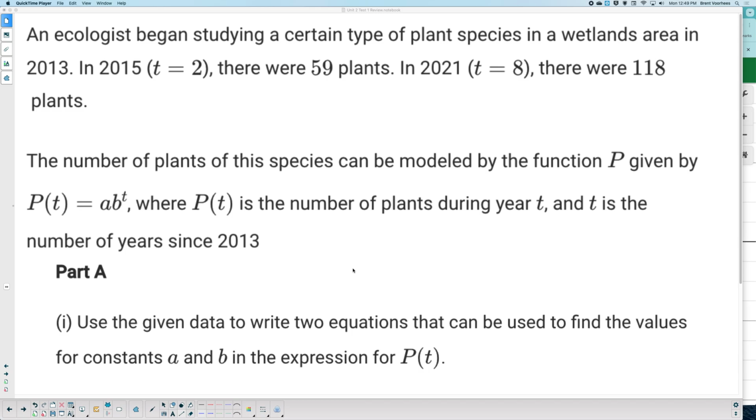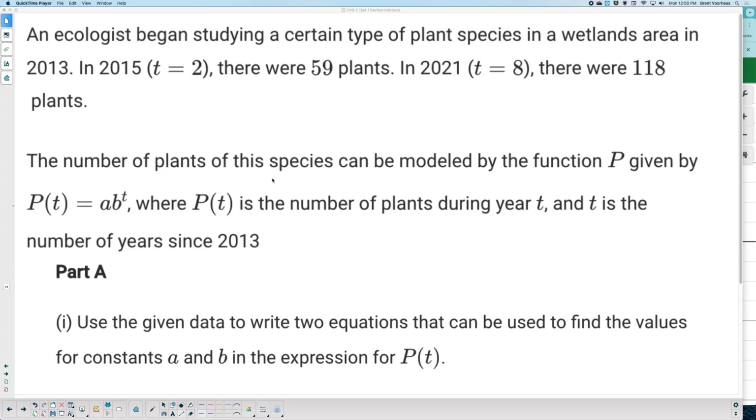One more time to look at a problem that we'll be going over using a calculator. An ecologist began studying a certain type of plant species in a wetlands area in 2013. In 2015, that's when T is 2, there were 59 plants. In 2021, that's when T is 8, there were 118 plants.